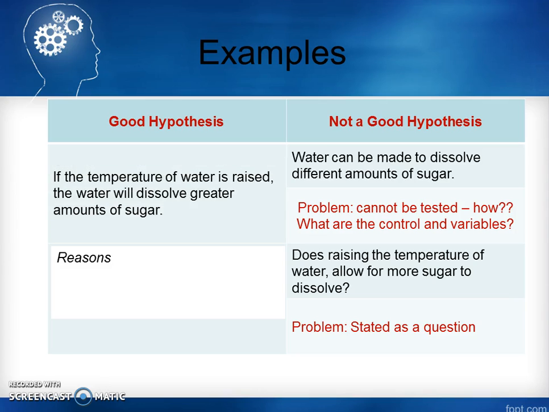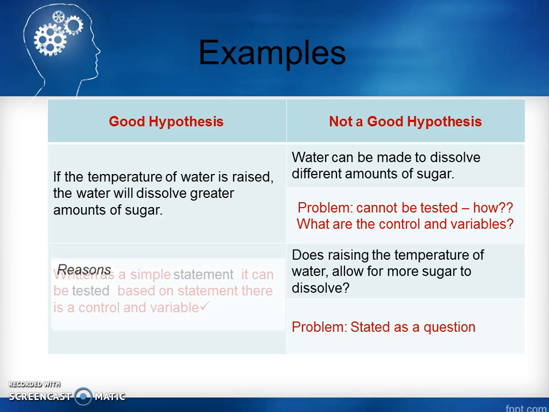Here's a good hypothesis. If the temperature of water is raised, the water will dissolve greater amounts of sugar. This one's pretty good. Why? It's written as a simple statement. If I do this, this will happen. We have a control. The control is the water. You need to keep the same amount of water, right? The variable is the temperature, and what we're testing for is the amount of sugar that's dissolved.